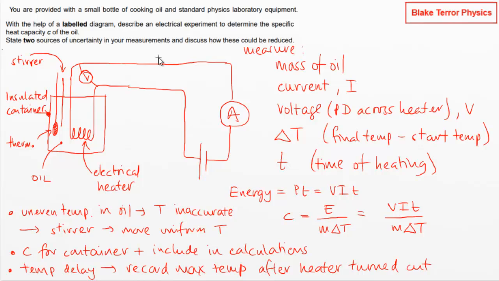So all in all, we've done a lot there. We've drawn this relatively detailed diagram. We've said 5 things that we're going to measure. We've got a calculation which is in 2 bits. And then we've got a couple of different ways of improving the experimental procedure. They probably only give out 6, 7, 8 marks for this, but we've said about 12 things there. So it's going to be very easy to pick up the full set of marks.